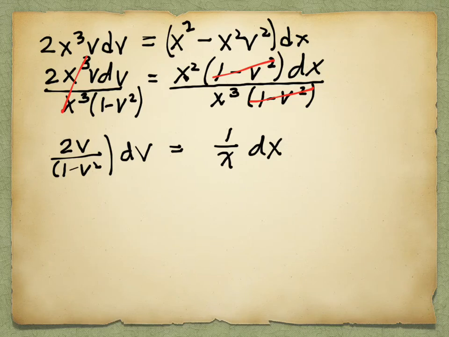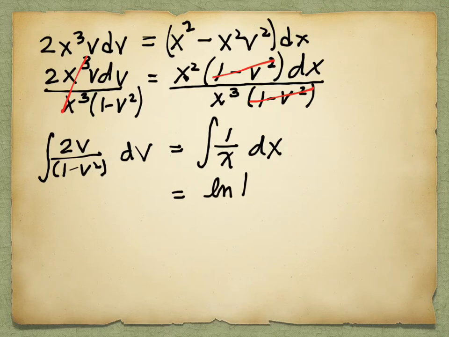I don't need this right here. That's where it was supposed to be, down here. There we go. V is all on one side, x is on the other side. I've separated them, right? So I can do an integration now. I can integrate both sides. Let's start with the right-hand side because it's the easiest. What is the integral of 1 over x dx?